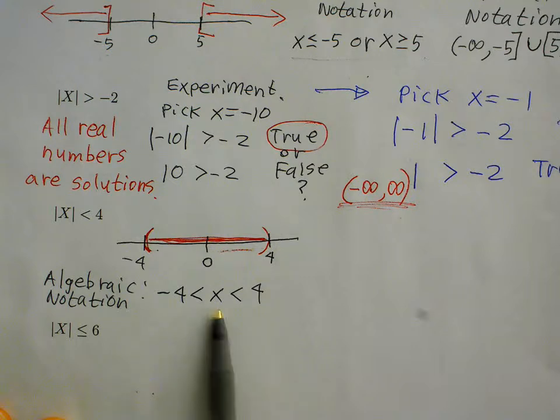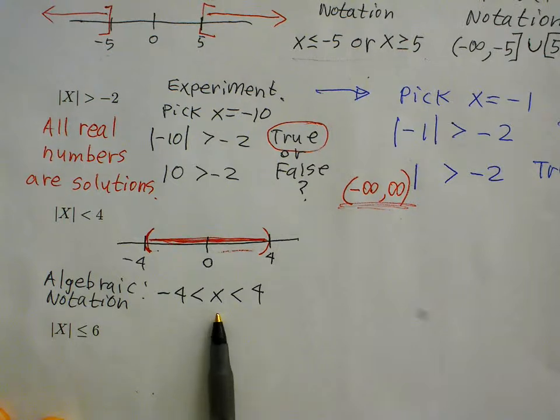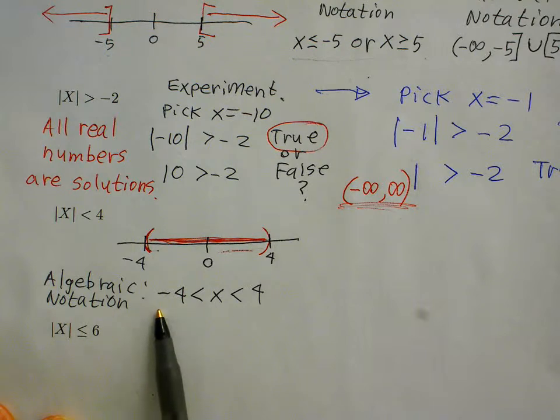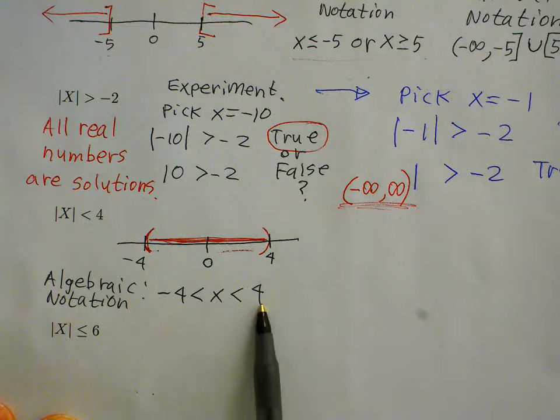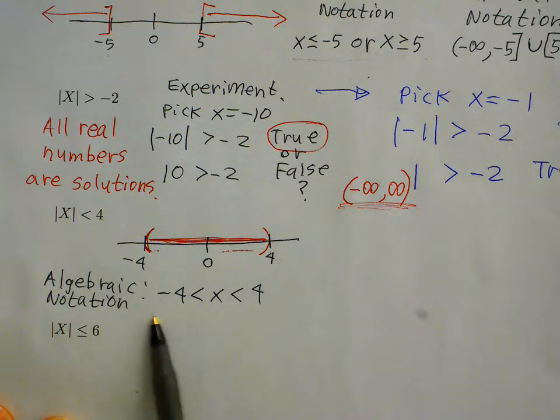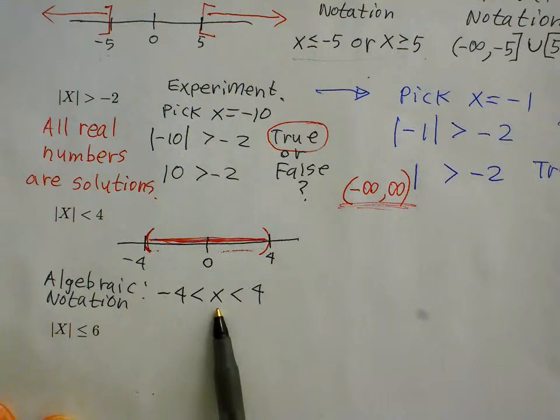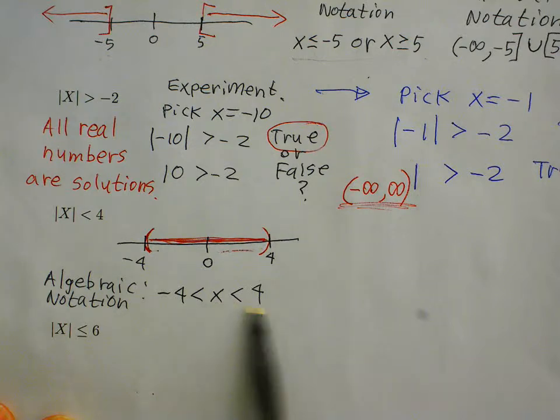So this is two inequalities combined by the word and. We covered this a couple of days ago. But when the word and is used, we don't write the word and; in algebraic notation, we write -4 is less than x, which is less than 4. If you read this, you can say the word and: -4 is less than x, and x is less than 4.